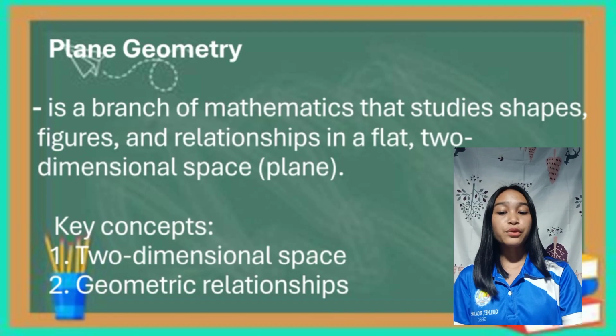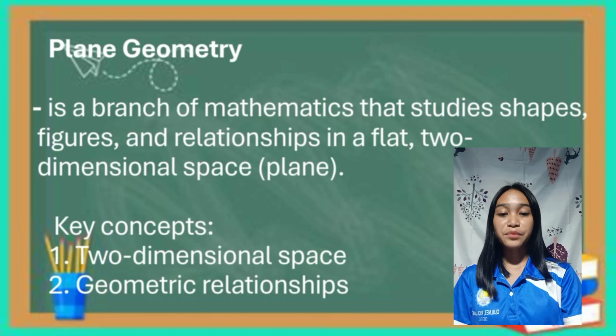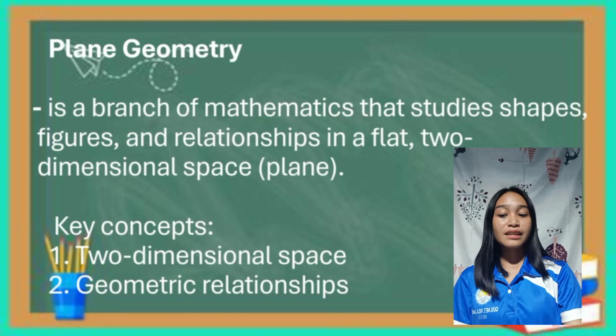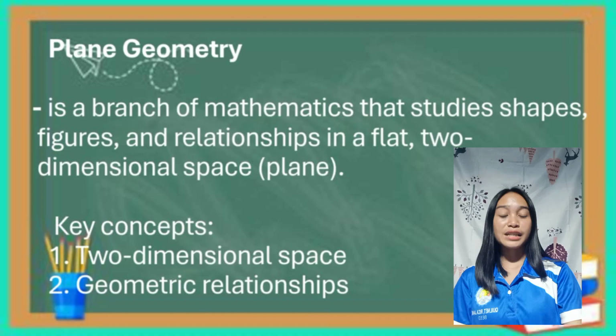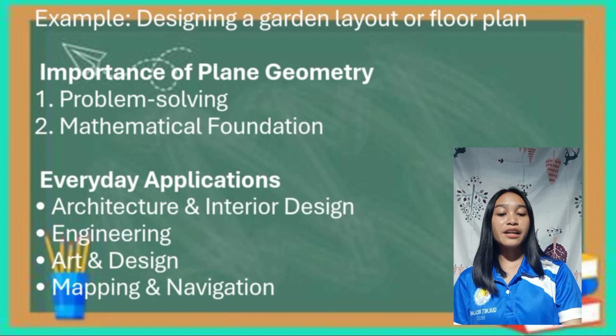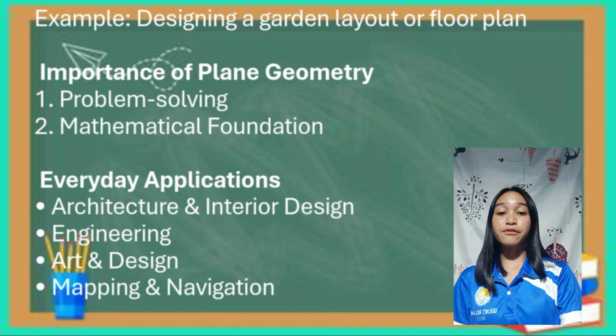And we have two key concepts of plane geometry. First is two-dimensional space, which has only length and width without thickness. Second is geometric relationships. This is how figures connect or relate to each other. For example, designing a garden layout or floor plan involves plane geometry since the designs are on a flat surface.